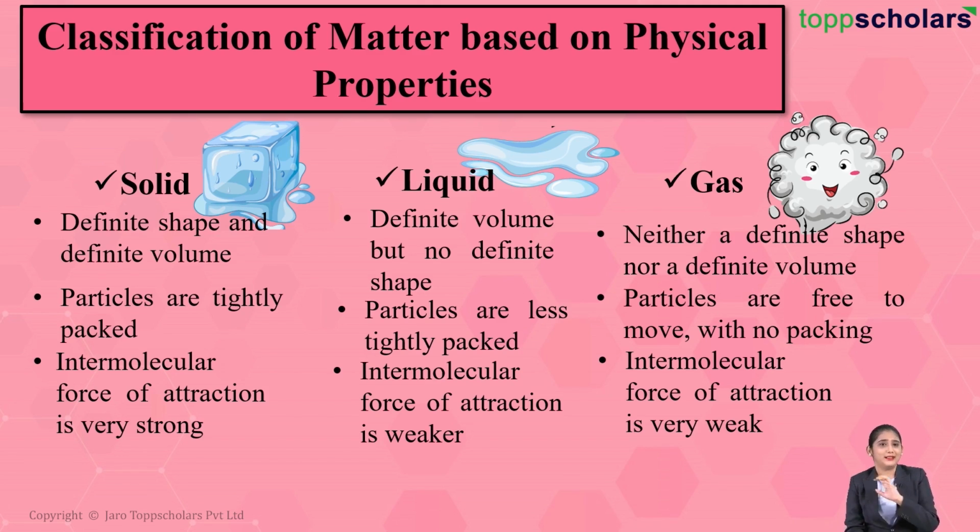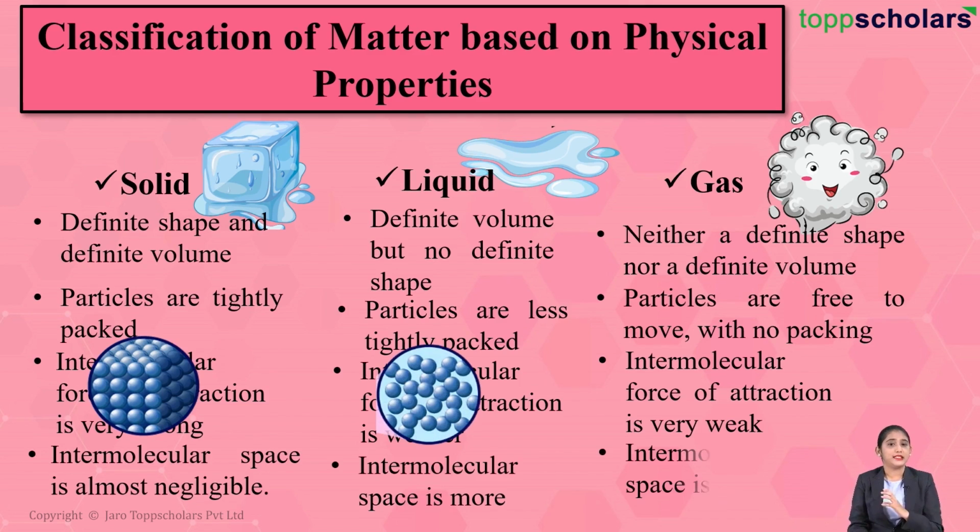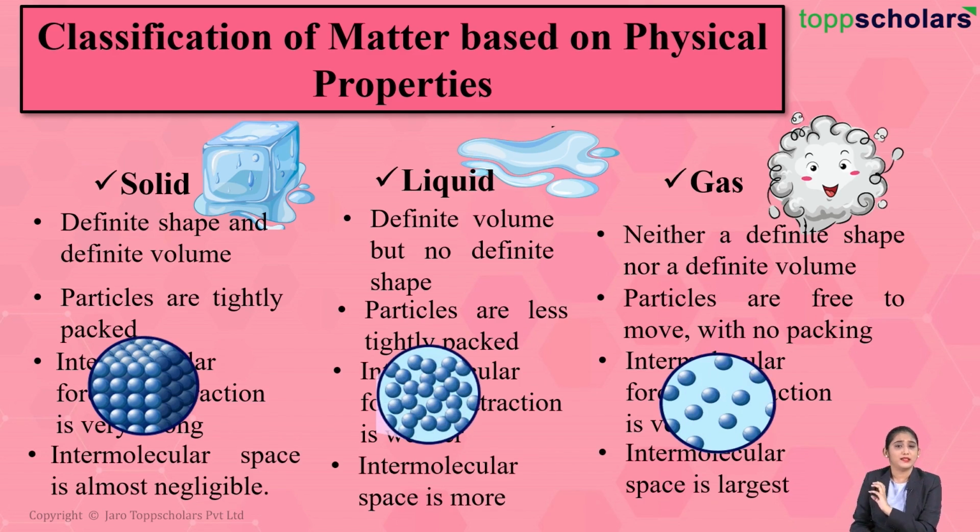Now, we said that in solids, the particles are tightly packed. Intermolecular force of attraction is very strong. And thereby you can see that the intermolecular space is almost negligible, right? The particles are so tightly packed to each other that you can see that there is no space in between the particles. Whereas if you look at the liquids, in liquids, the particles are less tightly packed, right? And so you can see that there is some space in between the particles, which means that intermolecular space in liquids is more as compared to that in solids.